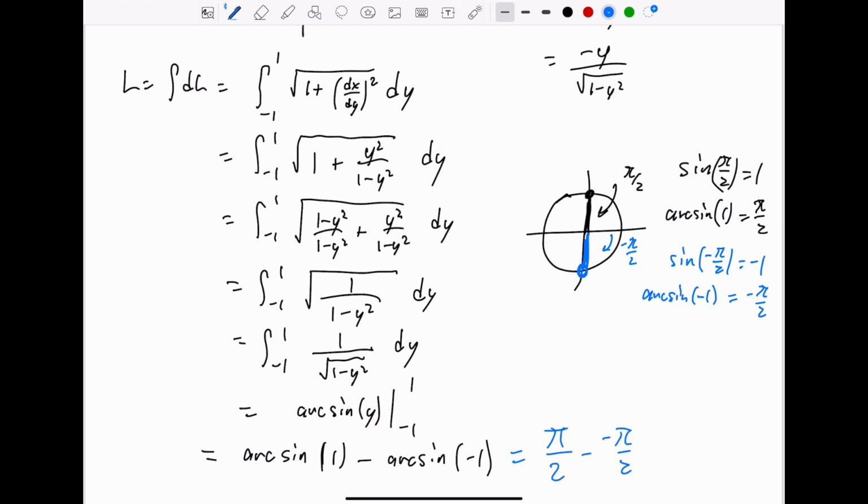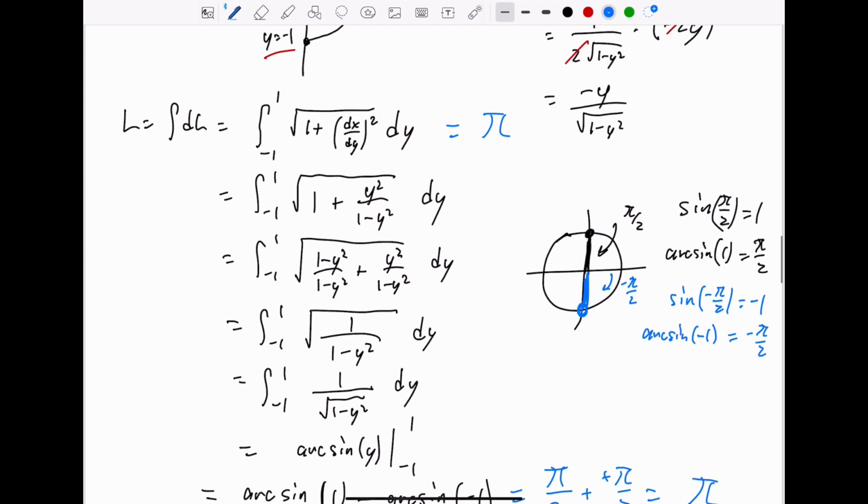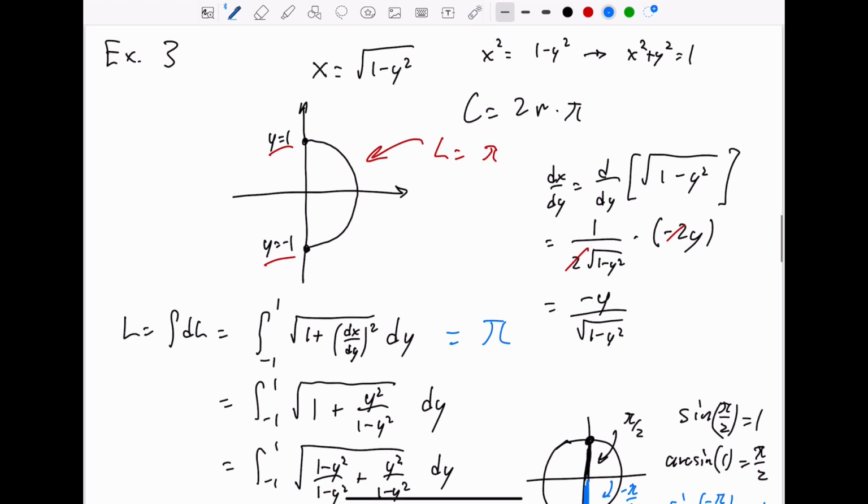This is negative, negative, this is plus, so pi over 2 plus pi over 2. This just simplifies to pi. So we found that the arc length here is simply pi, which is exactly what we expected, because geometrically, we are finding half of the circumference of a circle with radius 1. We said that that length is pi, and we just confirmed it using calculus.